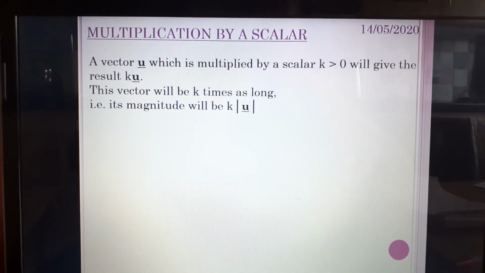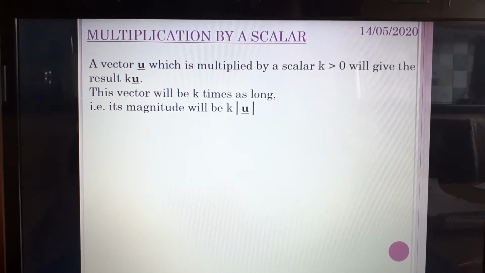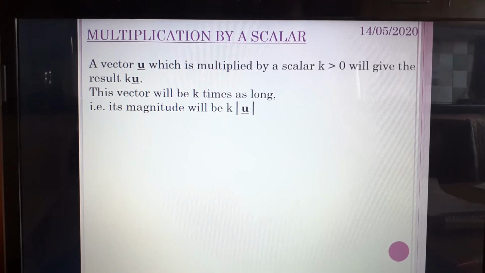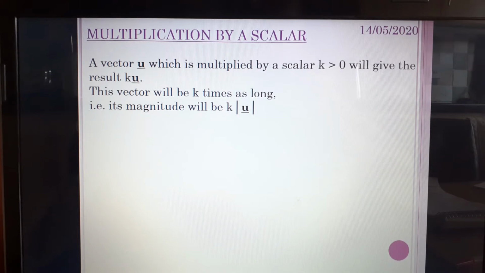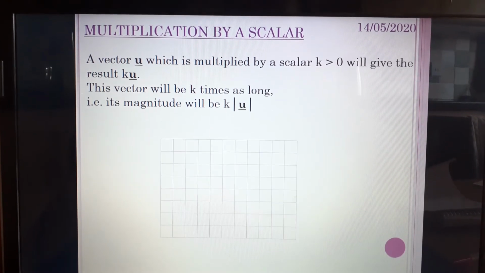So a vector u, which is multiplied by a scalar k, where k is just a number that is greater than 0, so a positive number. A vector multiplied by a number, a scalar, will give the result k times the vector u. This vector will be k times as long, its magnitude will be k times the magnitude of u.